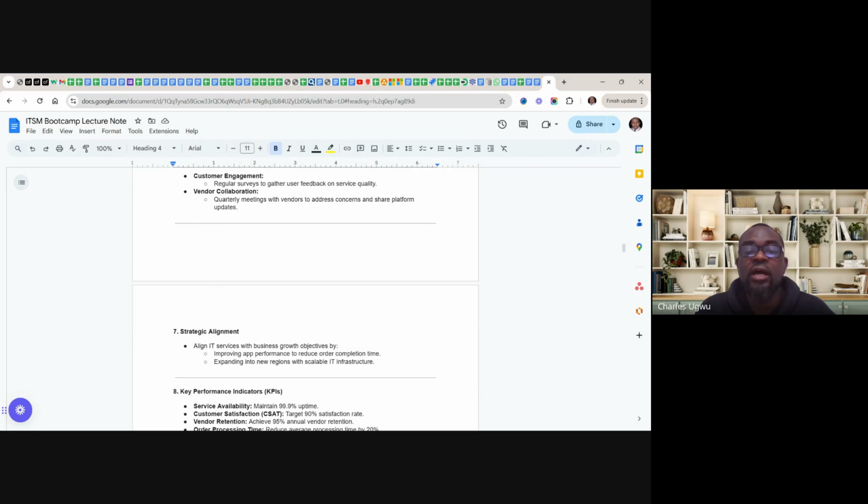Strategic alignment: align IT service with business growth objectives by improving gap performance to reduce order completion time, and expanding into new regions with scalable IT infrastructure. That is what we are planning to do. Some of you who are in our current project know that what we are doing currently is expansion. We've started the Food Traco expansion project outside of Port Harcourt. We want to expand to new environments with a new dedicated IT infrastructure.